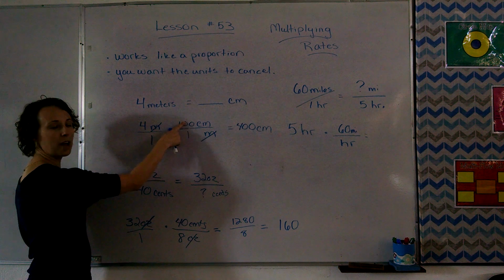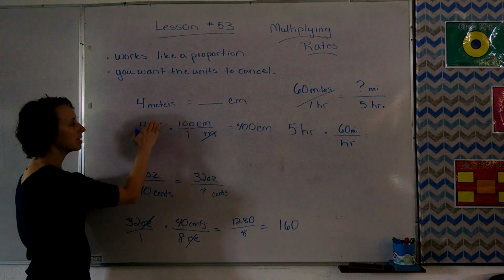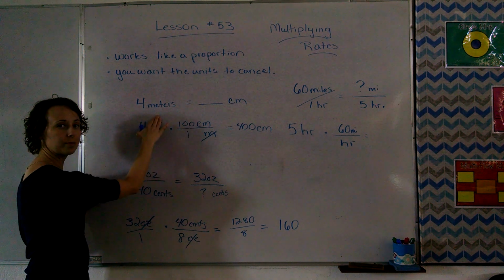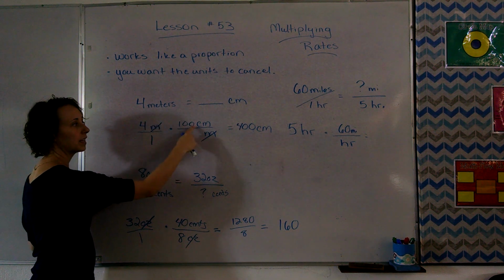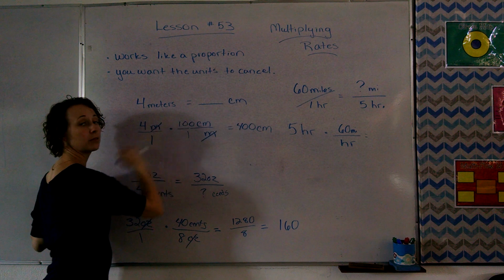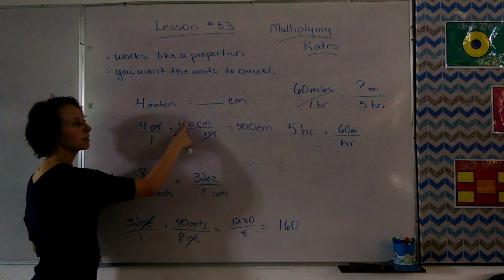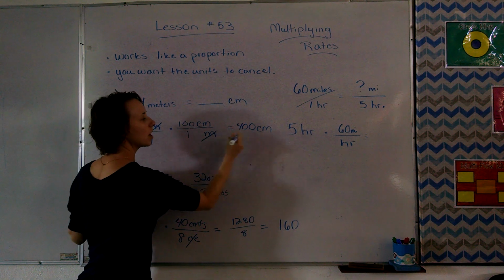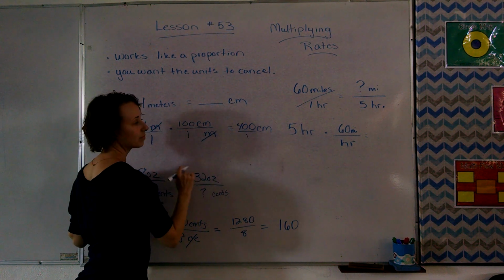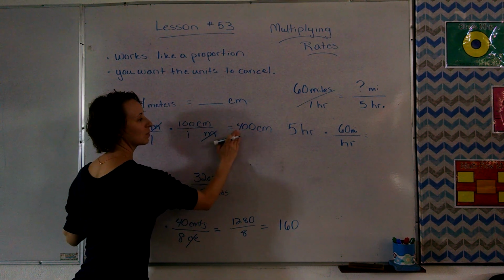I put it this way instead of meters per centimeter because I want my meters to cancel out. If I have meters on the top and meters on the bottom, they will cancel, leaving me with the centimeters that I'm looking for. 4 times 100 is 400. 1 times 1 is 1, so 400 over 1, which basically cancels out, leaves us with just 400.